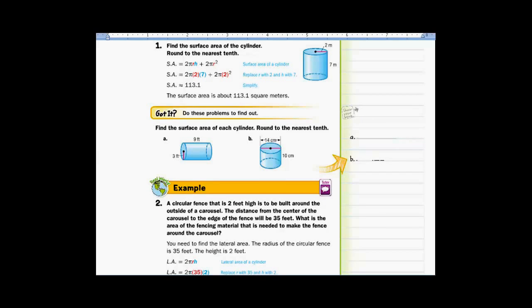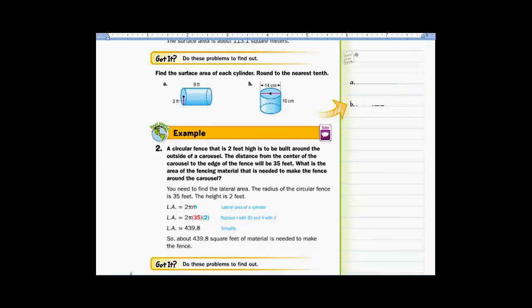A circular fence that is 2 feet high is to be built around the outside of a carousel. The distance from the center of the carousel to the edge of the fence will be 35 feet. What is the area of fencing material that is needed to make the fence around the carousel? So, pretend this shape right here is the carousel. Here's what they are saying. They want a fence around it.